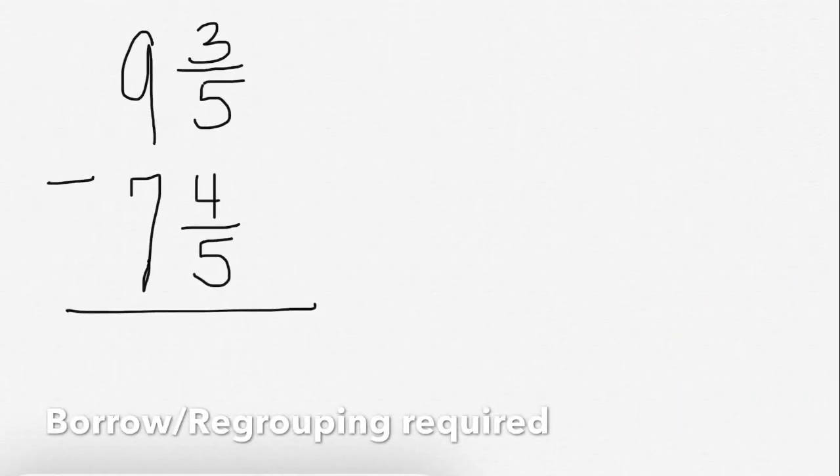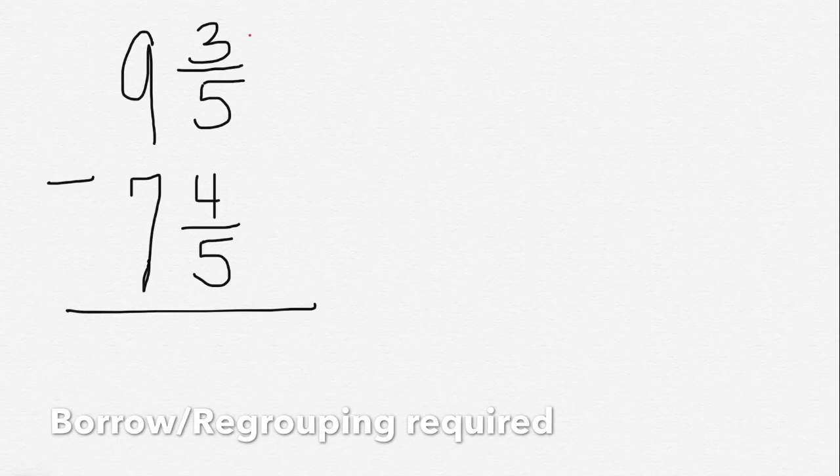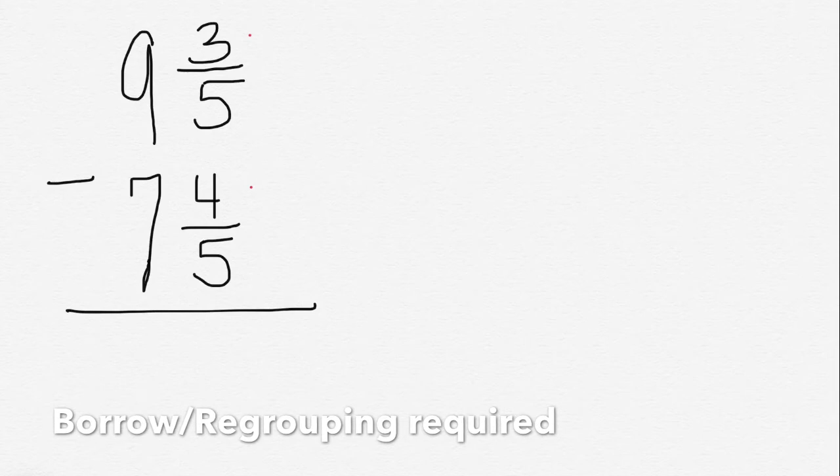Lastly, I want to look at this mixed number subtraction problem that will require me to borrow or regroup. So I can tell my denominators are the same, but my numerator on top is a 3, and I'm trying to subtract 4 out of it. So I don't have enough. So what I'm going to have to do is rewrite my top number there.